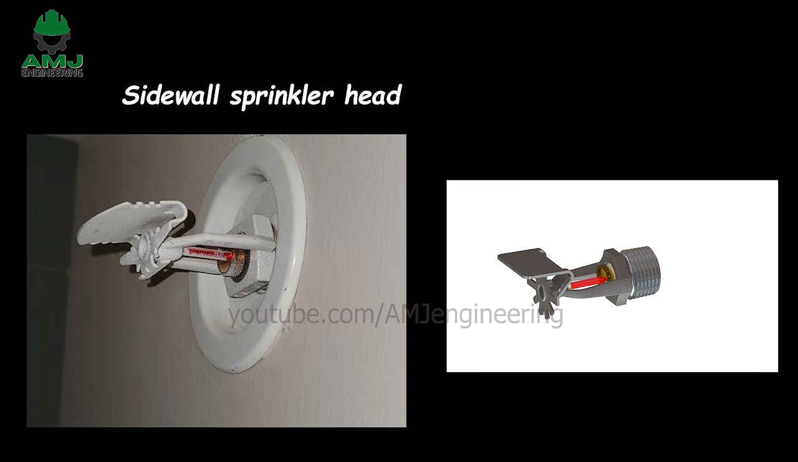Sidewall sprinkler heads protrude horizontally out of the wall parallel to the floor, rather than descending from the ceiling or mounted on a pipe pointing upward. Sidewall sprinklers are ideal for small spaces, such as hallways, spaces with obstructions, and where ceiling piping is not available.